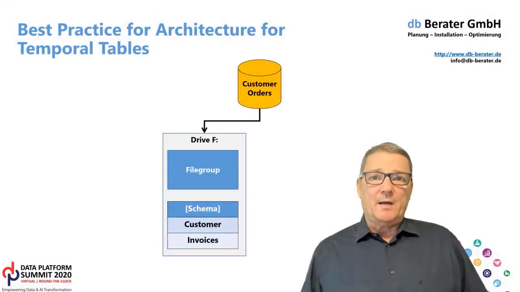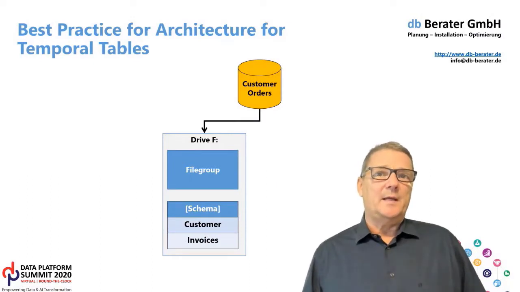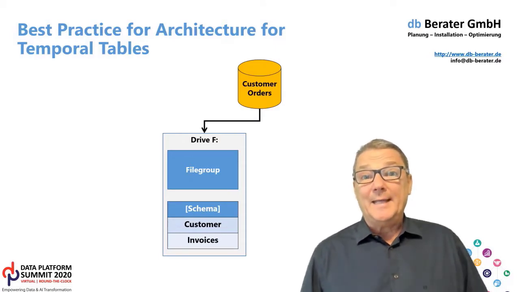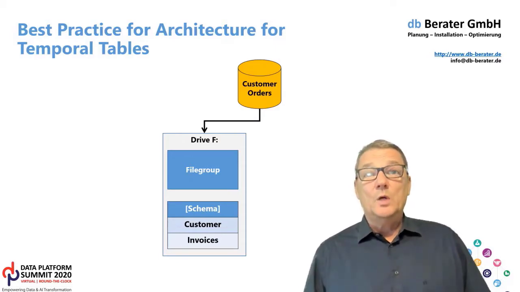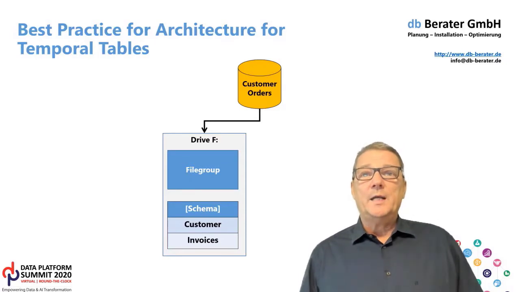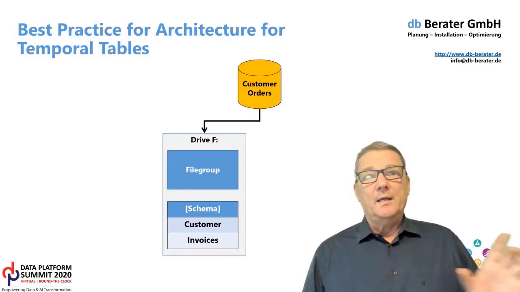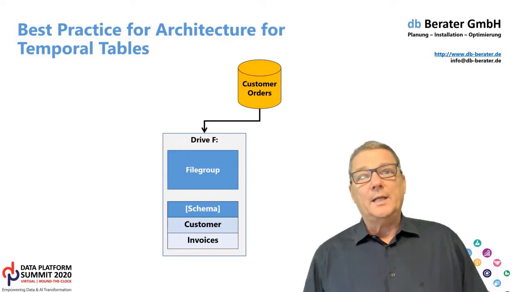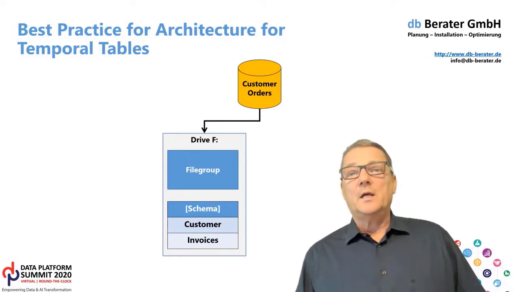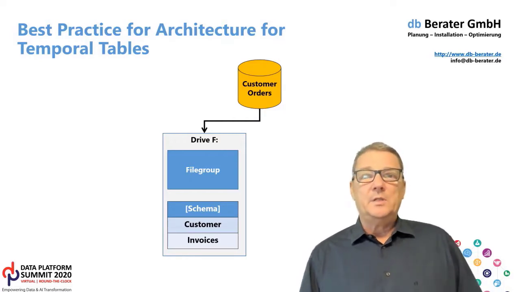The best practice for the architecture for a temporal table is a mandatory thing. You need to figure out what you want to do with your temporal table data, so with your historical data. So what we do when we implement temporal tables, we're dealing with a very simple strategy. First of all, I separate my history data from my running data. As you can see here in this slide, I have a drive F, where is my file group and my working tables in a dedicated schema. You see here the customer, the invoices, all this kind of stuff.